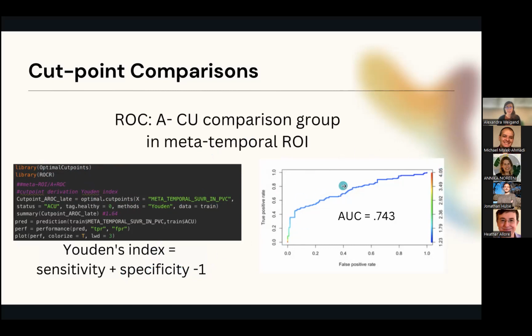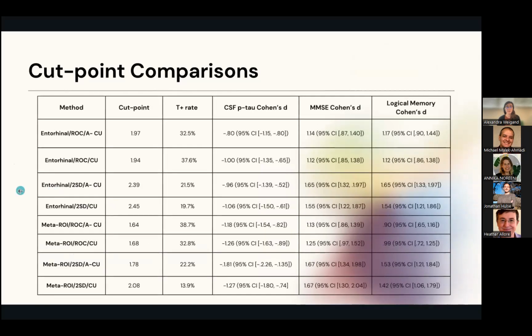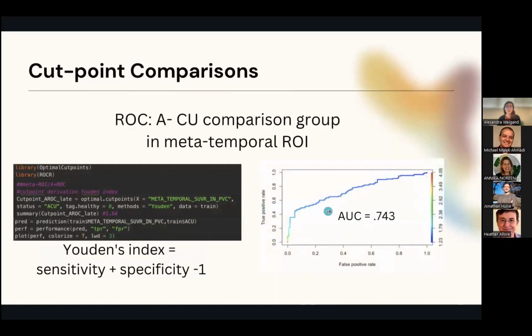And here's just a depiction of the ROC curve, which you can get using the prediction and performance functions from these packages. You can see that the area under the curve was 0.743, so pretty good classification accuracy. And then specifically it used maximization of Youden's index to determine the cut point that we would want to use to maximally differentiate individuals who are tau positive versus tau negative in terms of the sensitivity and specificity of those classifications.